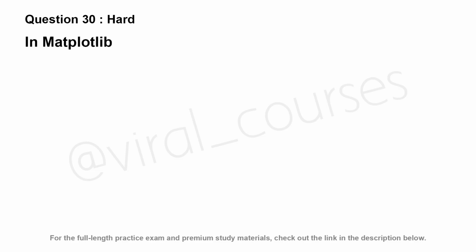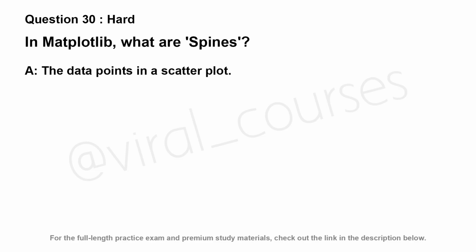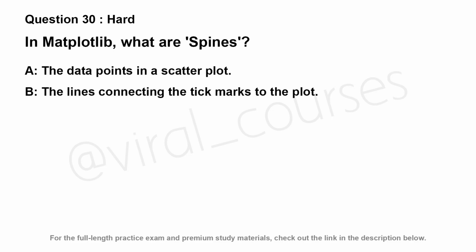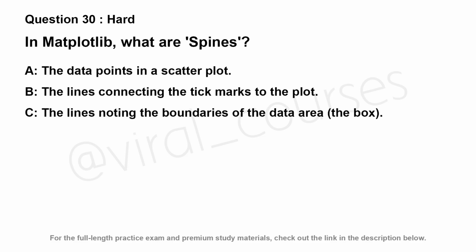In Matplotlib, what are spines? Option A, the data points in a scatter plot. Option B, the lines connecting the tick marks to the plot. Option C, the lines noting the boundaries of the data area, the box. Option D, the grid lines behind the plot.